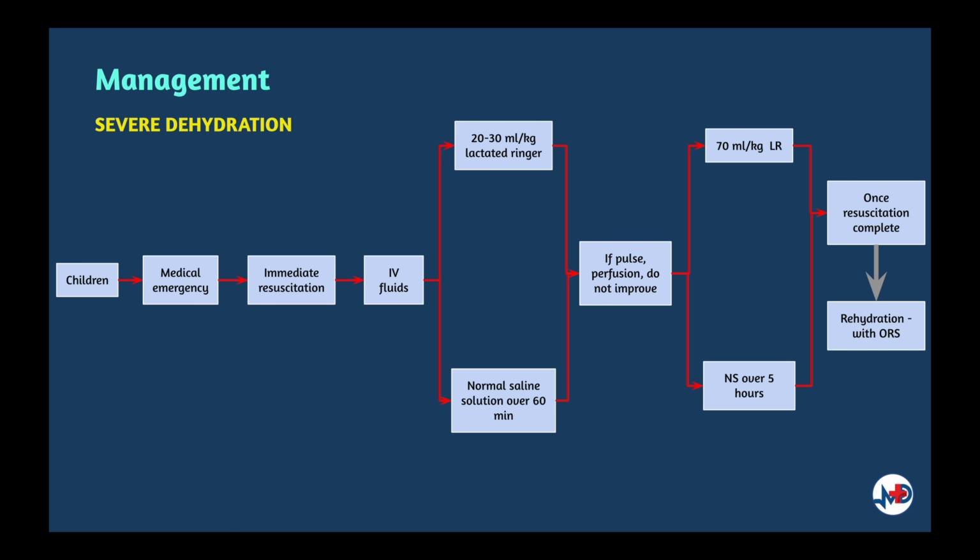If pulse, perfusion, and/or mental status do not improve, a second bolus should be administered. After this, the patient should be given an infusion of 70 ml per kilogram, normal saline or ringers lactate over 5 hours, or 2.5 hours for older children. Once resuscitation is complete and mental status returns to normal, rehydration should continue with ORS.